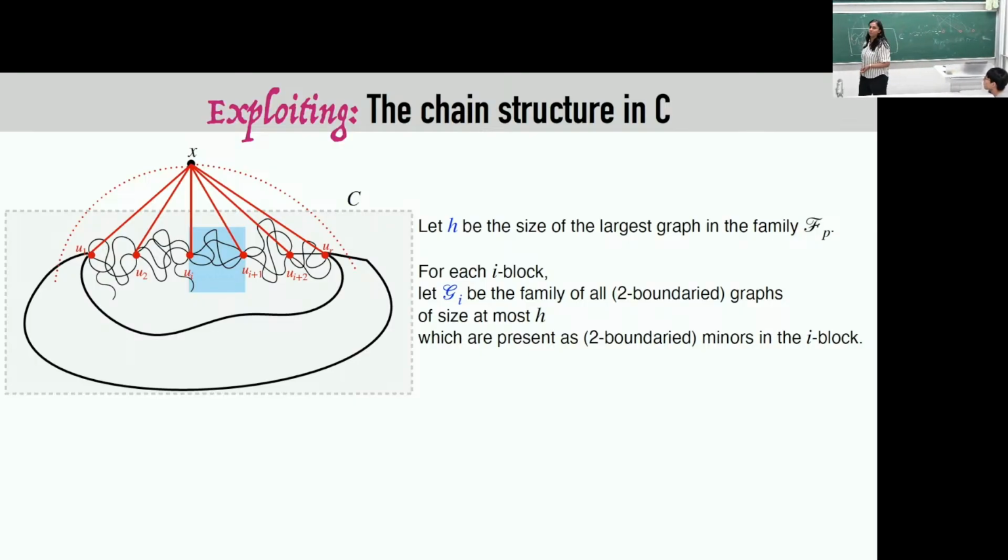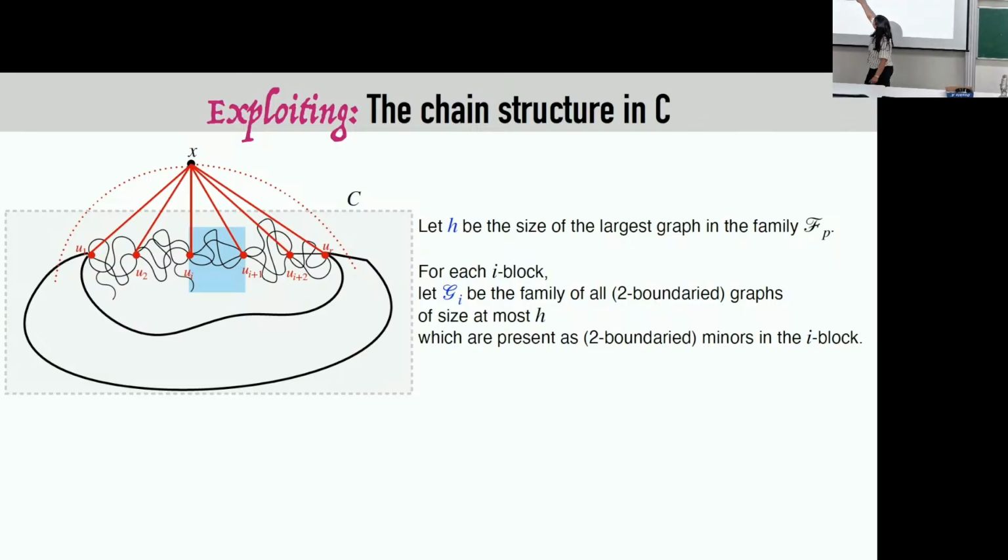Now the question is, how do we exploit this structure? And now we are getting closer to this degree reduction lemma. Like, how do we prove that? So for that, let me just assume one more thing. Let's say h is the size of the largest graph in the forbidden family. h is a constant.